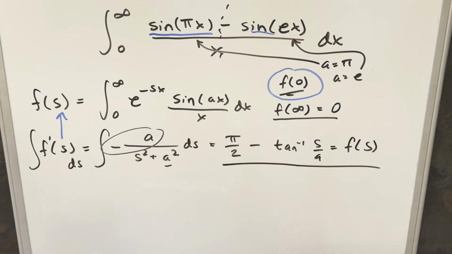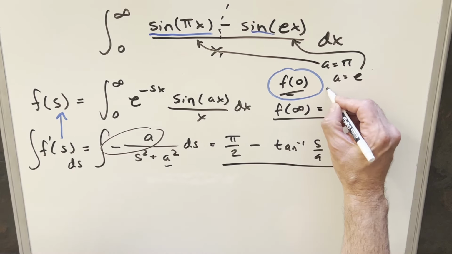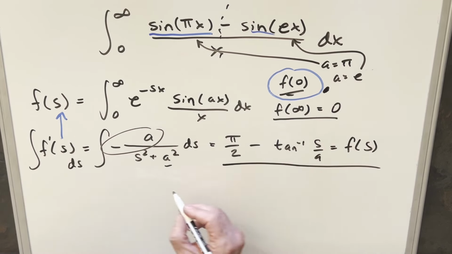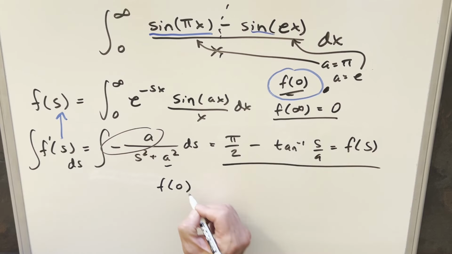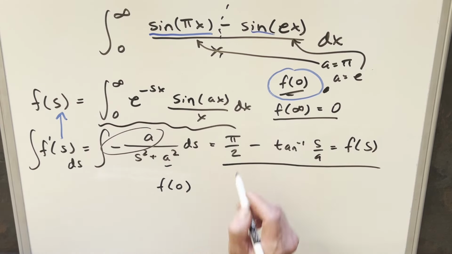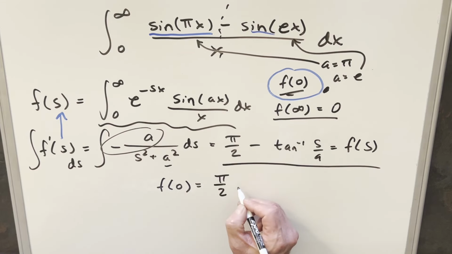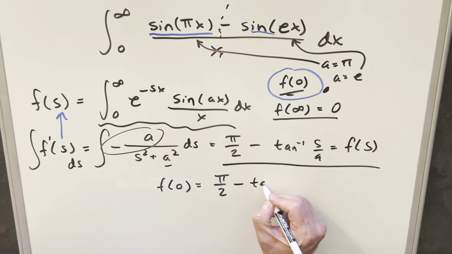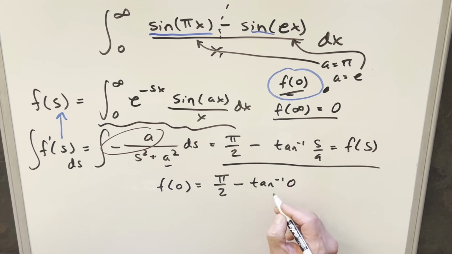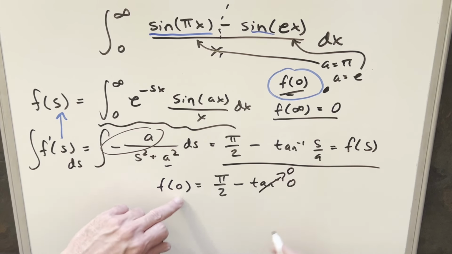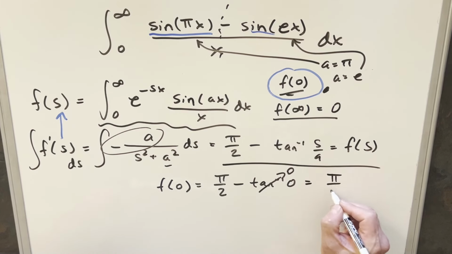And then with this right here, we can get back to our original problem, get back to our f of s. We need to evaluate this here at 0. So let's see what that's going to be for f of 0. That's going to give us our value for this integral right here at 0. So we're going to have pi over 2 minus, you plug in here arctan of 0, but arctan of 0 is just 0. So our f of 0 value is going to be just pi over 2.